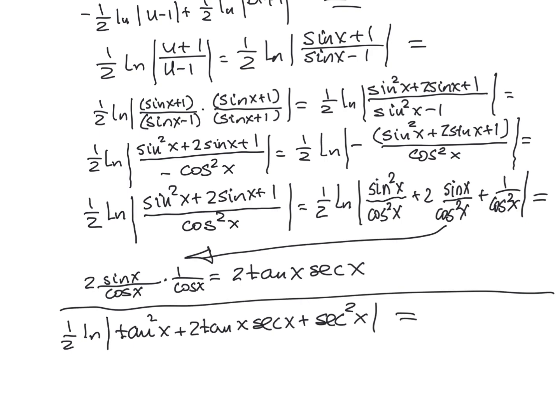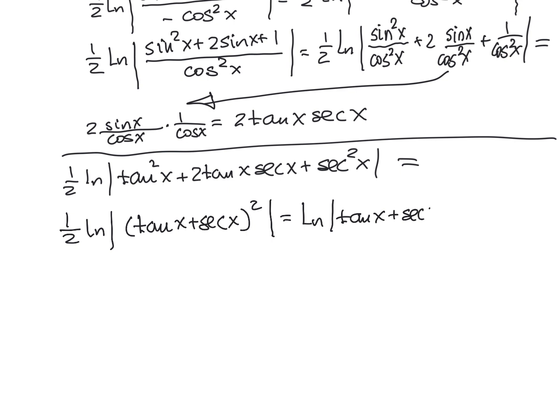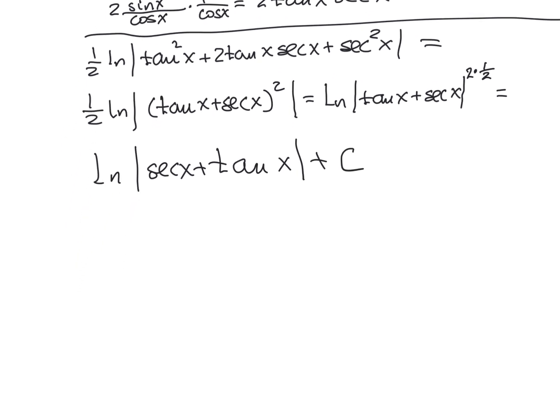We notice that that is a perfect square, so we can write that as ln of the absolute value of the quantity tangent x plus secant x, squared. That's the same thing as what you see in the line above. Now the 1/2 in front will come up to the exponent and multiply that 2. 2 times 1/2 is 1, and of course we end up with the same answer as before, ln of absolute value of secant x plus tangent x, and we can add a constant here.